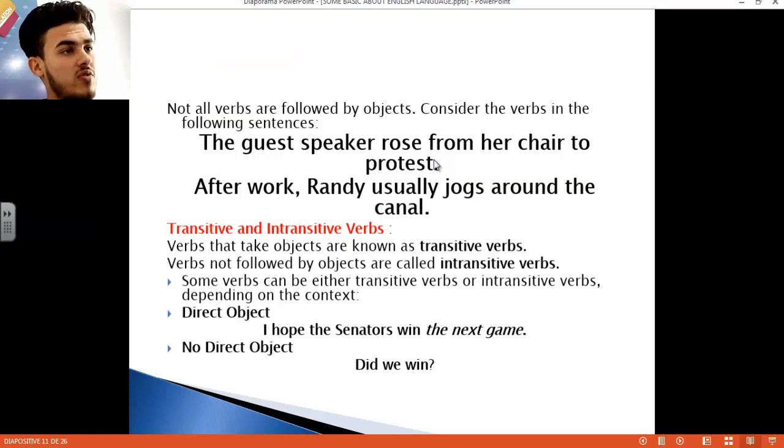Not all verbs are followed by an object. Consider the verbs in the following sentences. The guest speaker rose from her chair to protest. After work, Randy usually jogs around the canal.